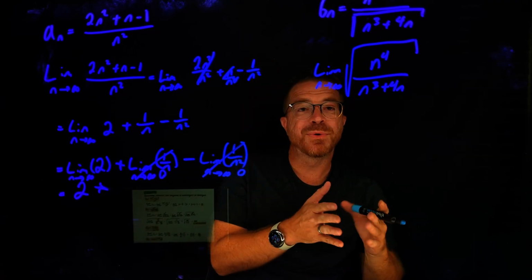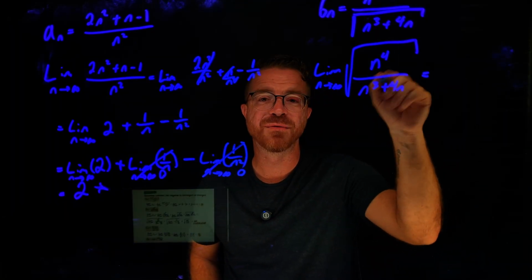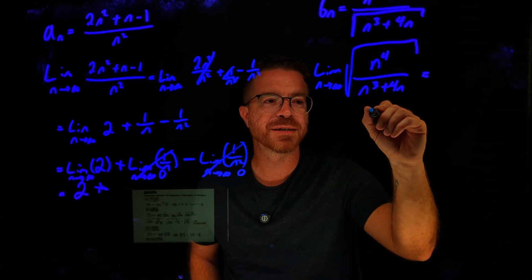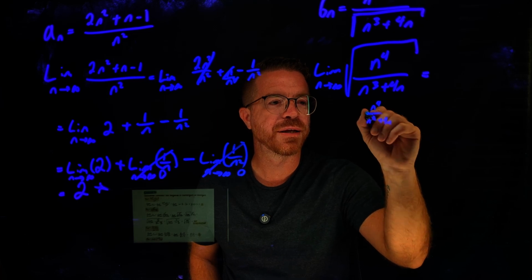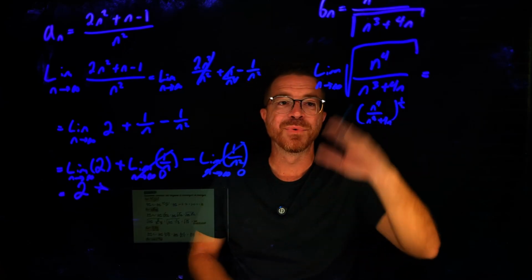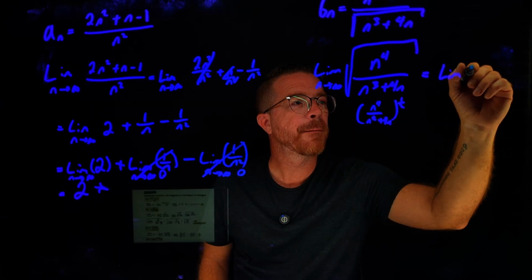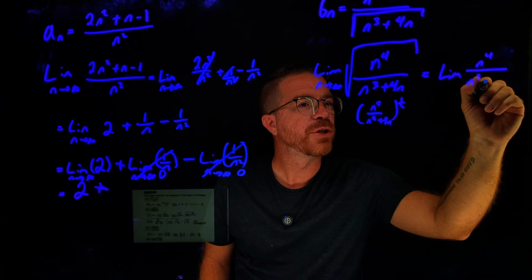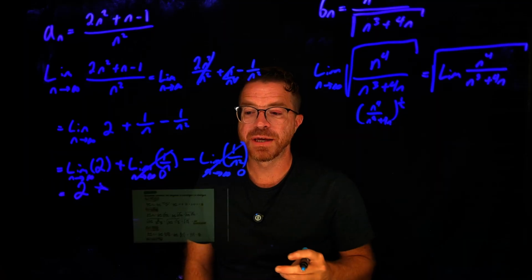Now, you might wonder why I'm doing this. Well, I'm doing this because then I can use one of those rules we talked about, where I can take the square root of the entire thing. Remember, anytime you see this, it's the same thing as saying n to the fourth over n cubed plus 4n, to the 1/2 power. In which case, what can we do with that? We can take the 1/2 power of the entire thing. So this is going to be the limit of n to the fourth over n cubed plus 4n, and then we take the square root of the entire thing.